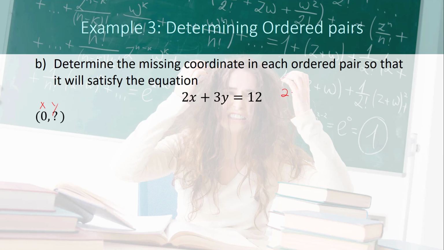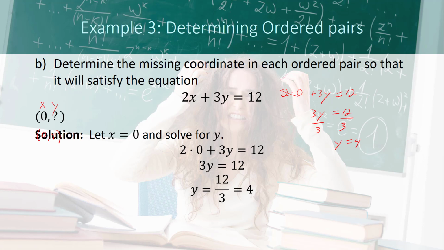That will give us 2 times 0 plus 3y is equal to 12. Well, 2 times 0 is 0. That means we have 3y is equal to 12. We divide both sides by 3, and that means that y is equal to 4. So the value of 4 in for y will make this ordered pair satisfy the equation. So our answer will be (0, 4). And again, it is worked out for you here as well.